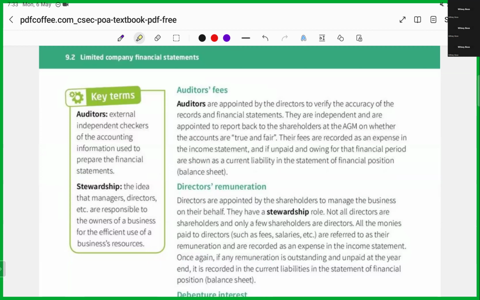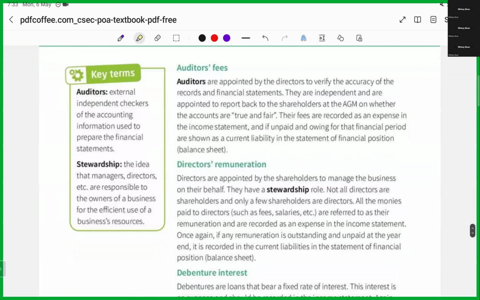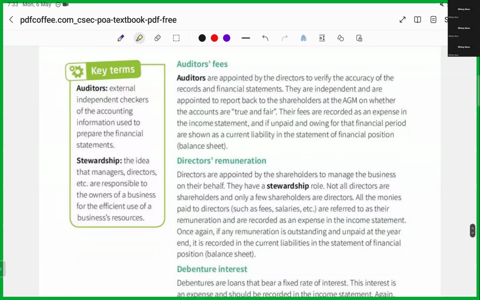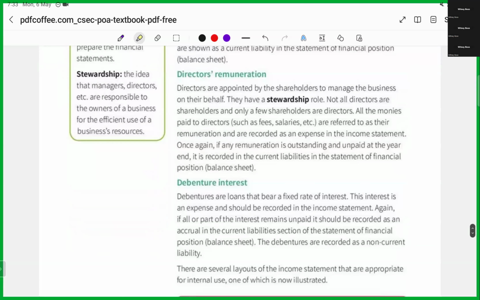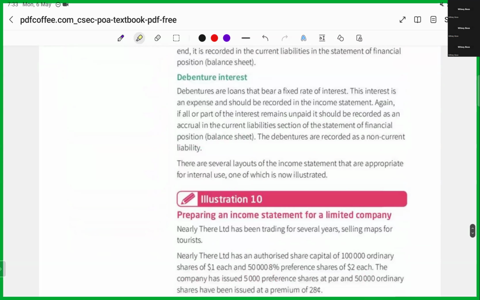Directors' remuneration is what we pay to the directors. Yes, because remember, we have directors. They have a stewardship role. We talk about stewardship as being responsible to the owners for the efficient use of the business resources. They may be entitled to a listed director's compensation, which is remuneration. The articles may set out what that is. Debenture interest, remember we talked about a debenture being a long-term loan. So you pay interest on that loan. It is an expense just the same as interest on any other loan.